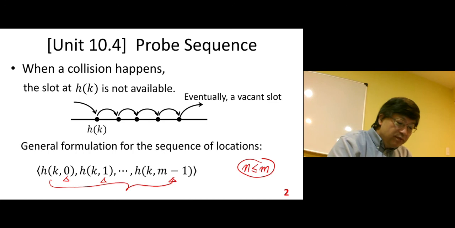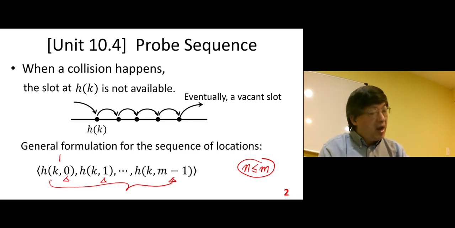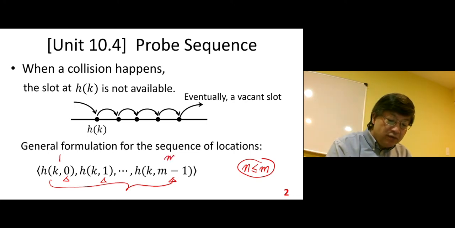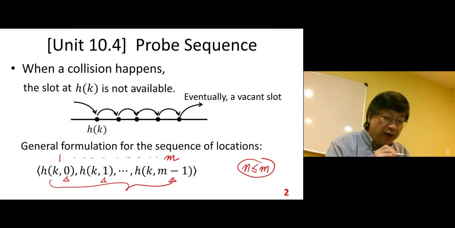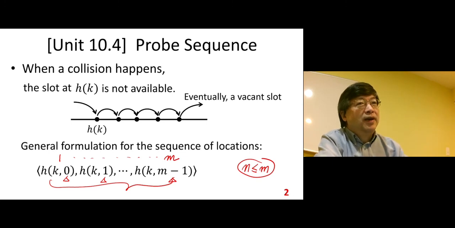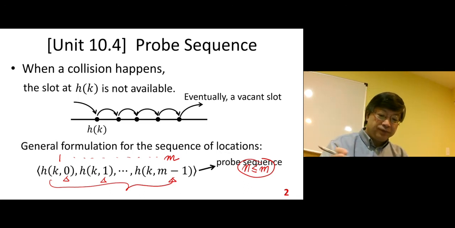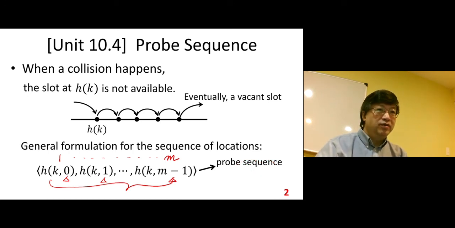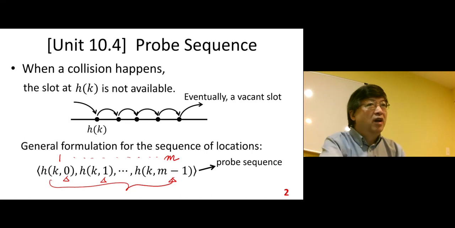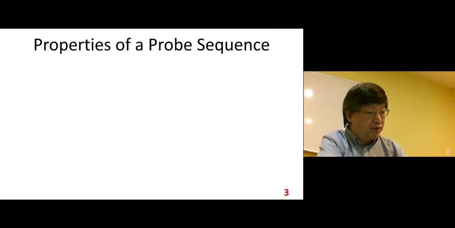But how many times? If you're lucky, you only do 1 try. If you're not lucky, you do m tries. So most of the time, you may get some number between 1 and m. So that's the typical procedure description. All right. So we call this a probe sequence. So we want to study the properties of this probe sequence.